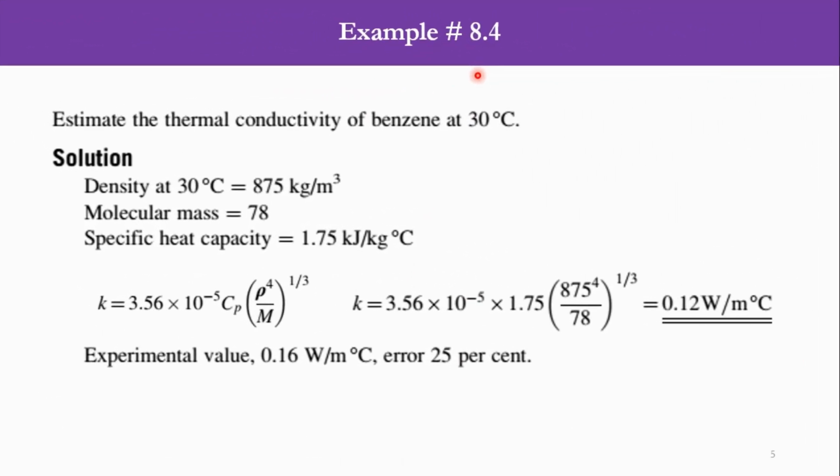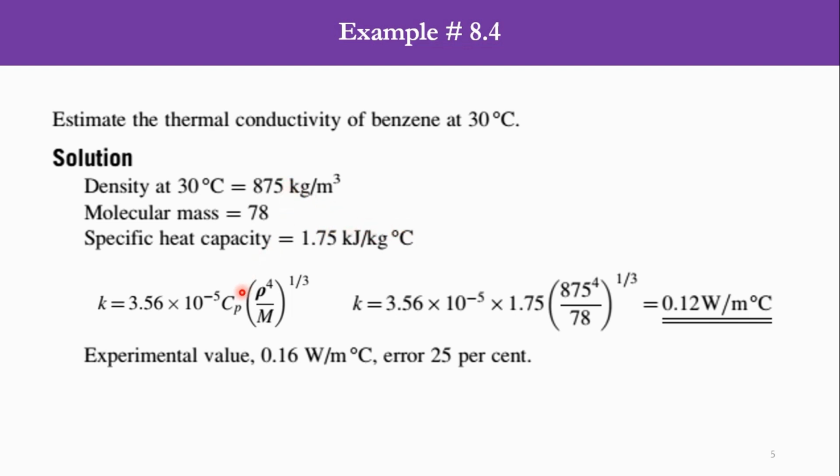Going to example number 8.4, now we will estimate the thermal conductivity of benzene at 30 degrees centigrade. We will use this formula: K, the thermal conductivity, is equal to 3.56 times 10 raised to power minus 5 times Cp, which is the specific heat capacity, times bracket rho raised to power 4, where rho is the density, divided by M, which is the molecular weight, whole raised to power 1 by 3. We have been given that the density of benzene at 30 degrees centigrade is 875 kg per cubic meter. The molecular mass is 78, while the specific heat capacity is 1.75 kilojoule per kg degree centigrade.